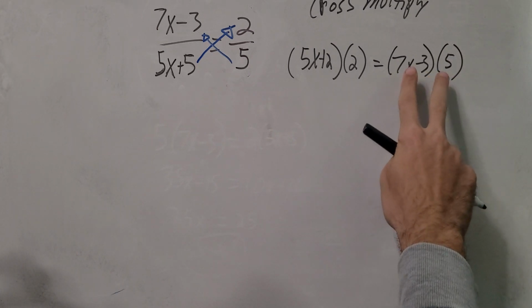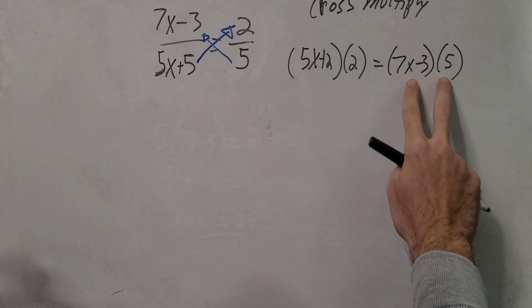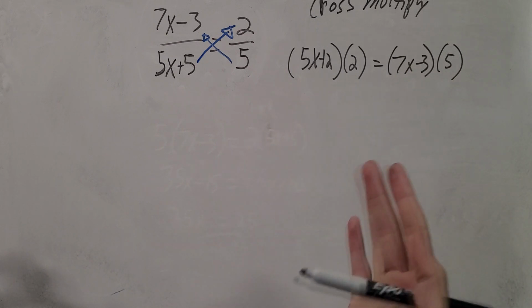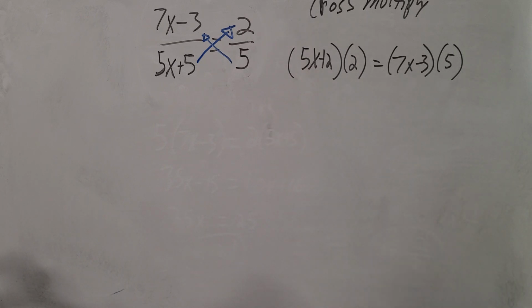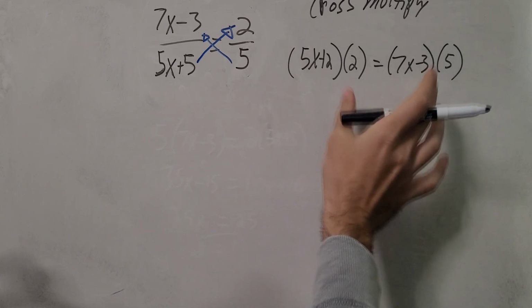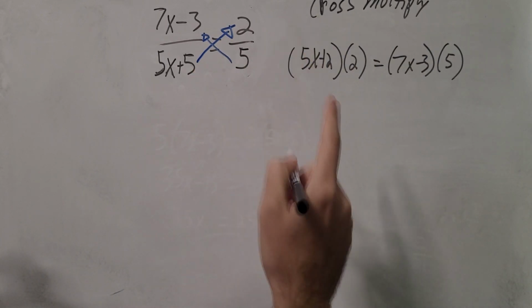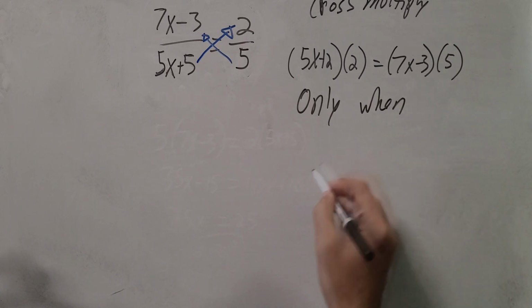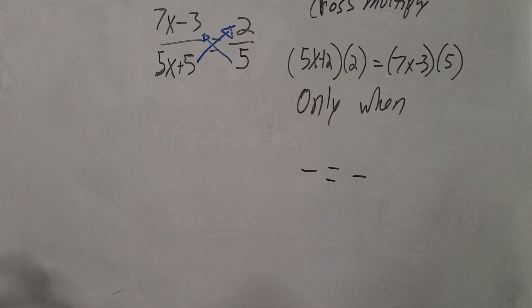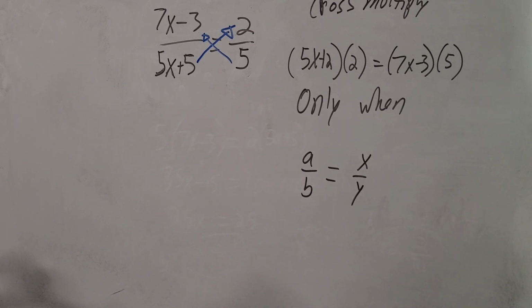And it doesn't matter which side you put the groups on. If you want to put the 7x minus 3 times 5 on the left hand side, you could do that, as long as you put the other pair on the right side, okay? This seems like such an easy shortcut. You might wonder why I didn't just teach this. Again, this only occurs when you have two fractions equal to each other, okay? That's the only case.